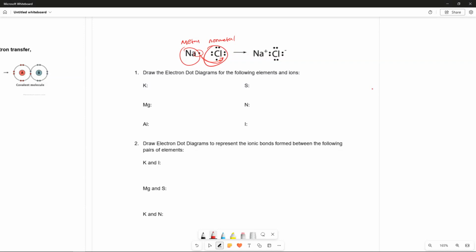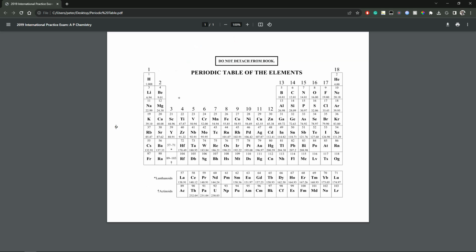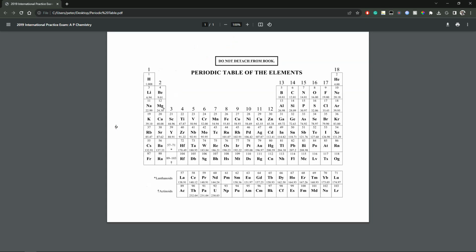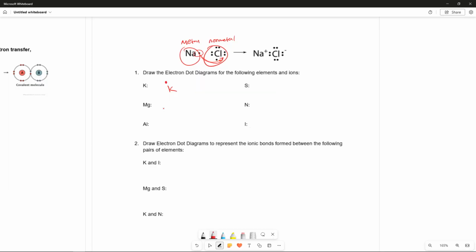Draw the electron dot diagrams for the following elements and ions. Let's try with K. Potassium, element 19. K. It has 1 valence. It's a group 1 element. 1 dot. Mg, magnesium. Same deal here. This is an alkaline earth metal. Mg, write it, and then it has 2 valences because it's group 2, and that's it.